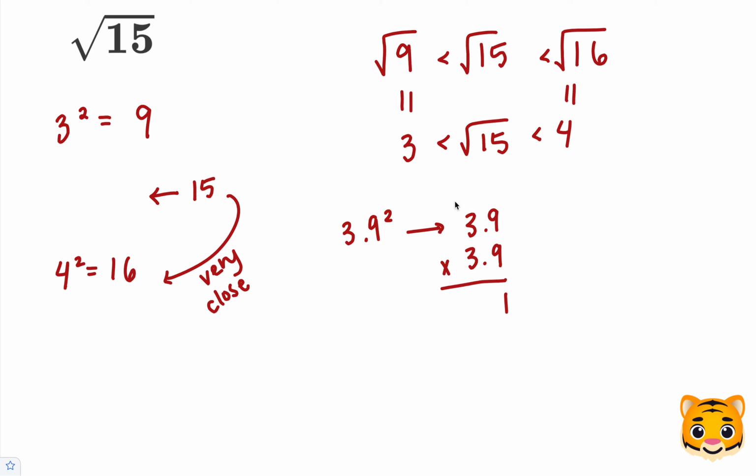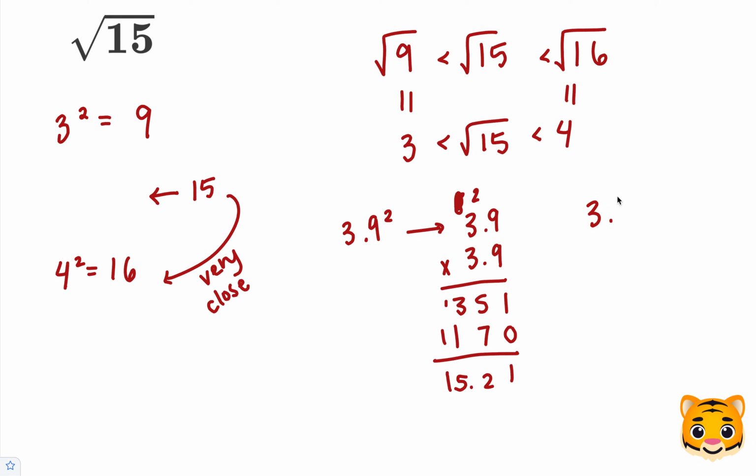9 times 9 is 81, carry the 8. 3 times 9 is 27, plus 8 is 35. Now add our 0. 3 times 9 is 27, carry our 2. And then 3 times 3 is 9, plus 2 is 11. Now when we add these values together, we end up getting 15.21, which is very close to 15.